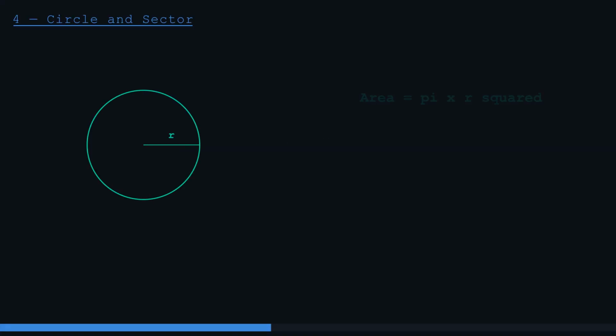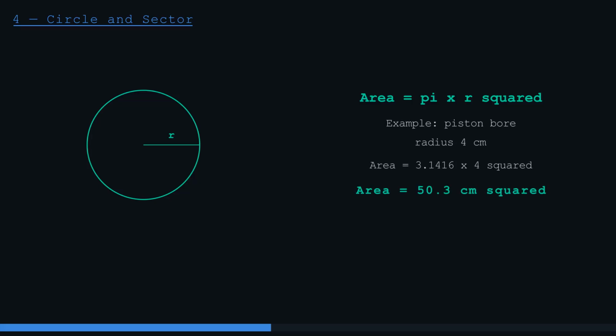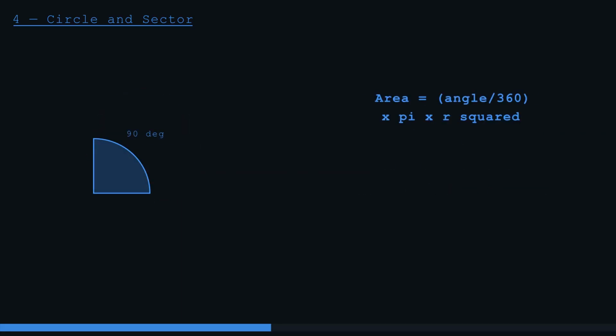For a circle, area equals pi times radius squared. A piston bore with a radius of 4 centimeters has an area of pi times 4 squared, which is 50.3 square centimeters. A sector is a slice of a circle. Its area equals the fraction of the full angle times pi r squared. A 90-degree sector with radius 4 centimeters is a quarter of the full circle, giving an area of 12.57 square centimeters.